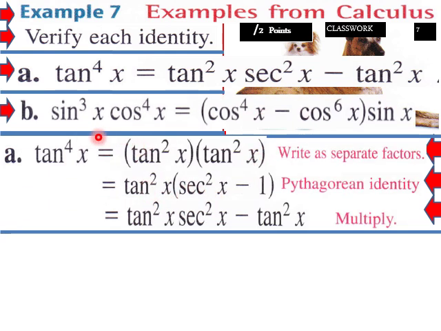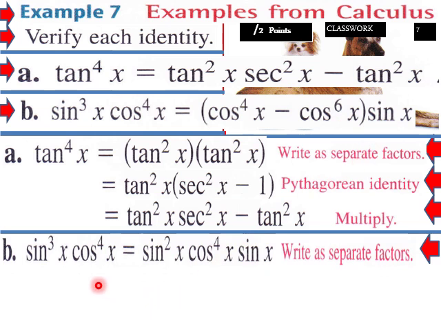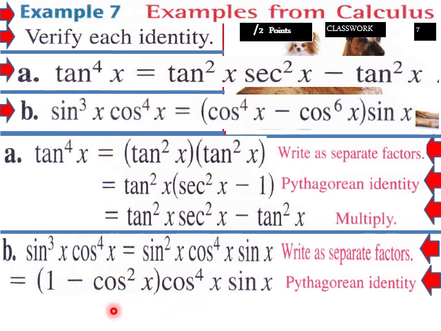So B would be sine cubed x cosine to the 4th x. Does that equal cosine to the 4th x minus cosine to the 6th x sine x? So write as separate factors. Sine cubed x cosine to the 4th x equals sine squared x cosine to the 4th x sine x. Sine squared x times sine x would be sine cubed. We just broke that down. This we're going to keep the same.